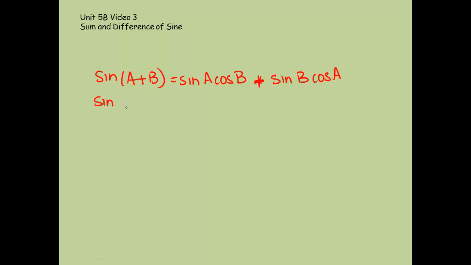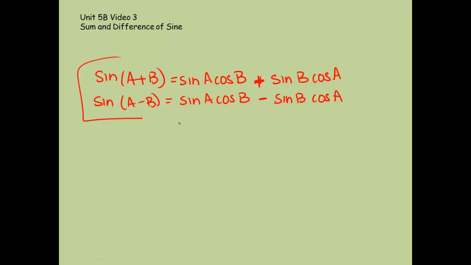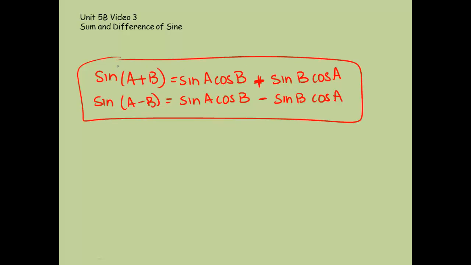Then I have my sine of A minus B, and everything stays the same except the sign here is subtraction. So it's sine and cosine, and then you just have to make sure you have A, B, B, A. So there's my trick for this one, and I'm going to recopy that on the next slide so we can use it.